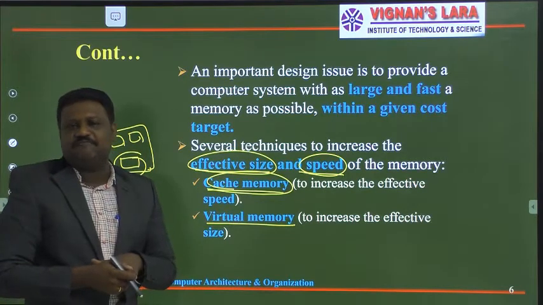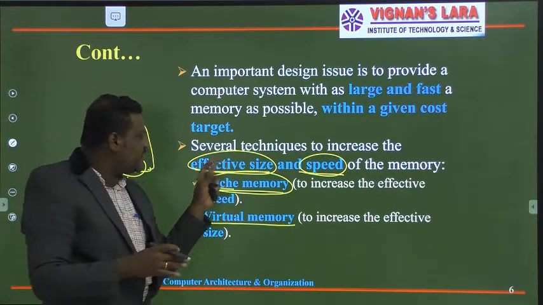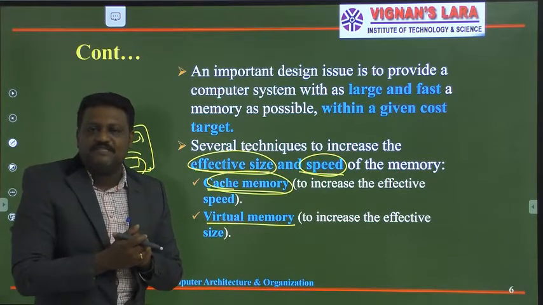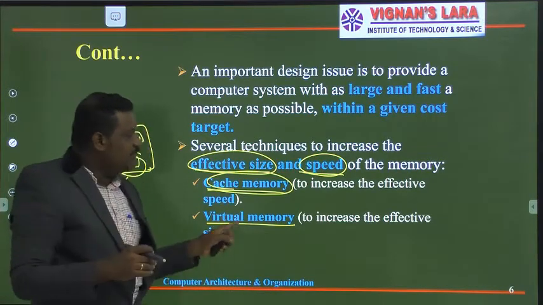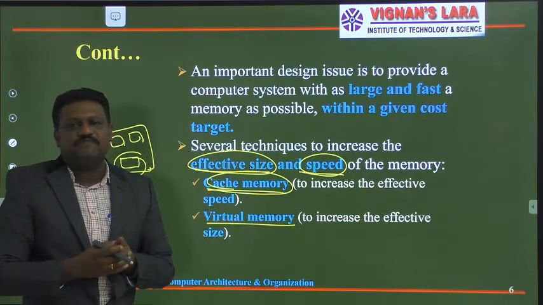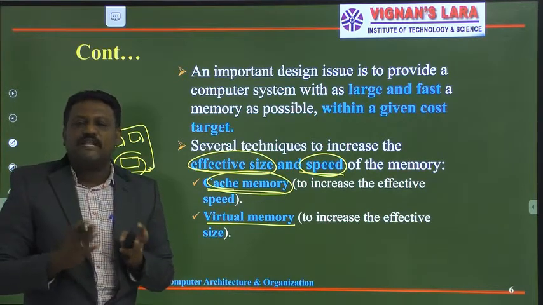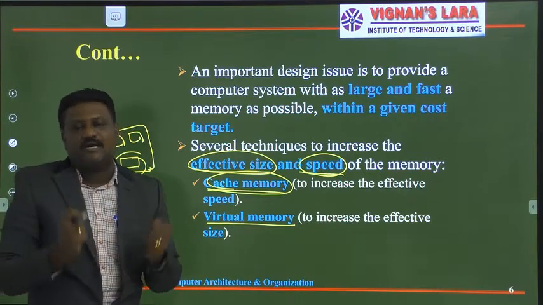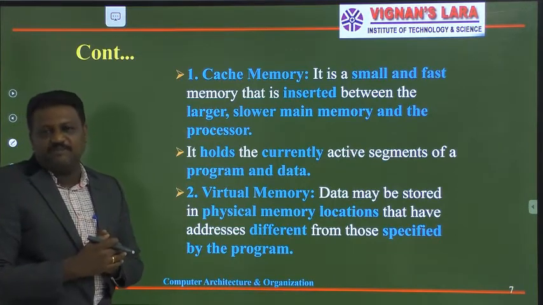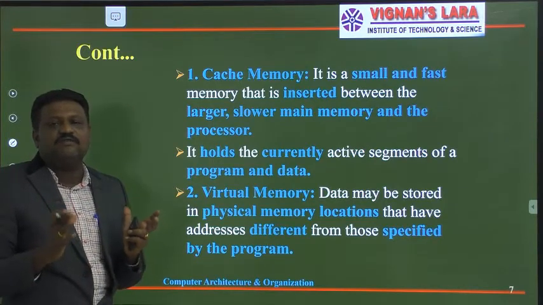There are two solutions in front of us to meet this design issue. One is incorporation of a cache memory. By incorporating cache memory in our system, we can increase the speed of operation of the system. And second is incorporation of the virtual memory concept. By doing that, no doubt the effective size of a memory can be increased. Those are the two design issues while selecting a memory within a required cost. So what are a cache memory and a virtual memory? Because these are the two important things we have to consider.